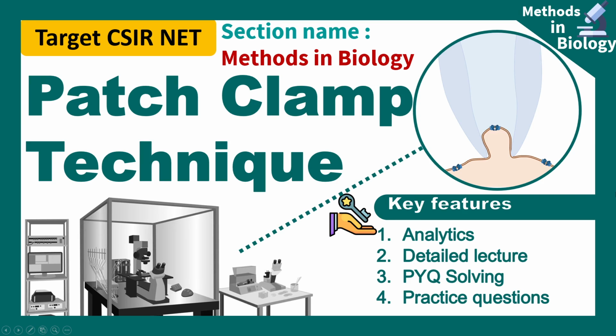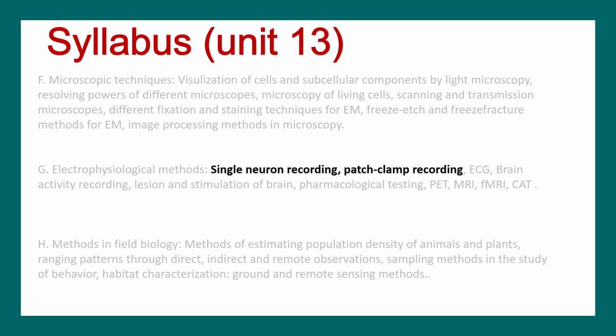Patch clamp technique. This section comes under Unit 13 for CSIR NET, and the section name is Methods in Biology. So let's quickly look at the syllabus. This is the G part of Unit 13, and in this particular part, we would learn electrophysiological methods such as single neuron recording, patch clamp recording, etc.